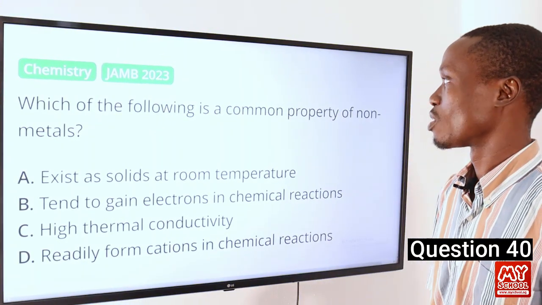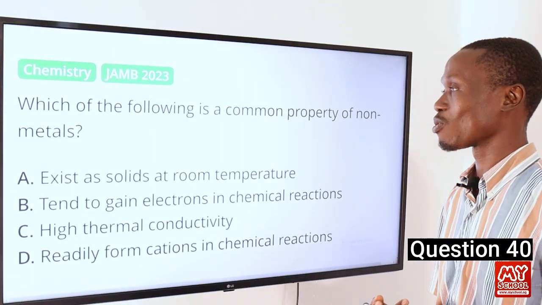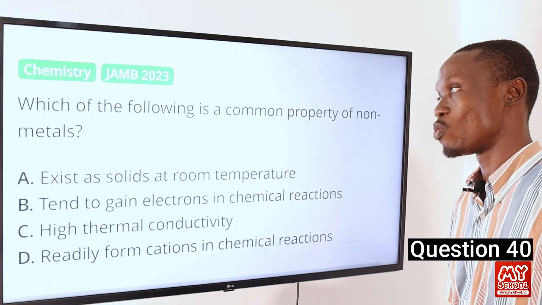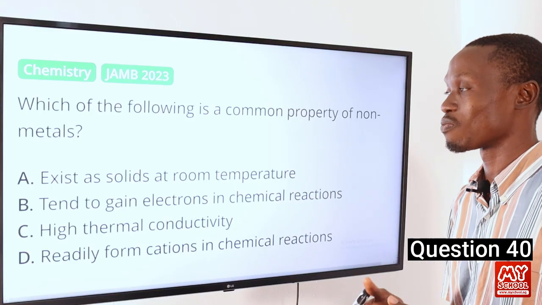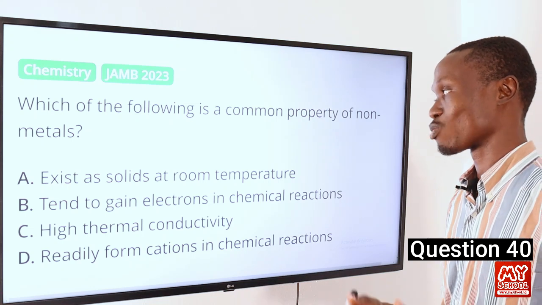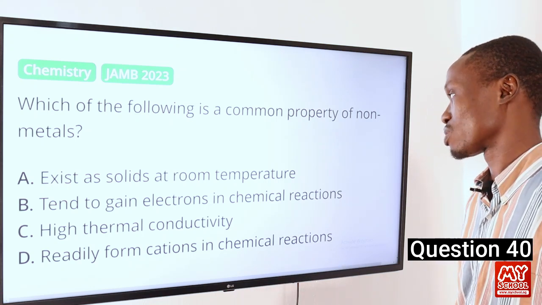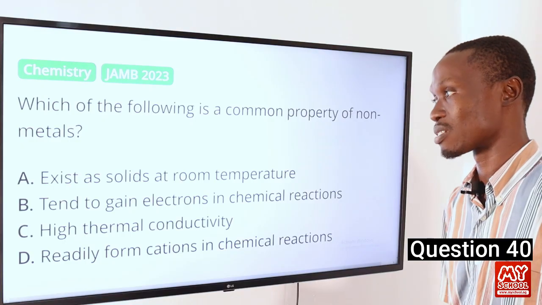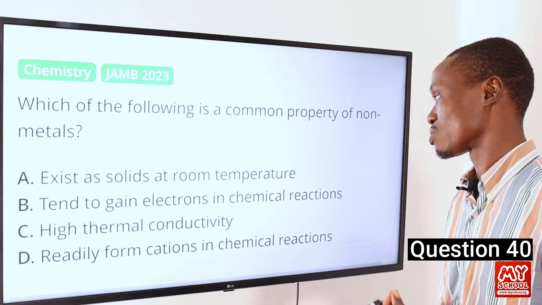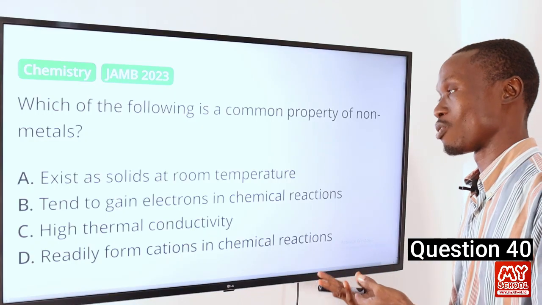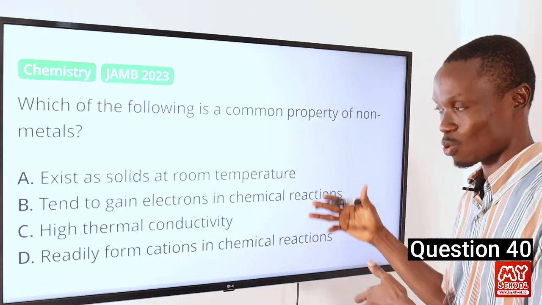Question 40. Which of the following is a common property of non-metals? A, exists as solid at room temperature. No, most non-metals exist as gases at room temperature, apart from carbon. B, tend to gain electrons in chemical reactions. Yes, non-metals tend to gain electrons in chemical reactions because they ionize by gaining electrons. So B is the answer to this question.